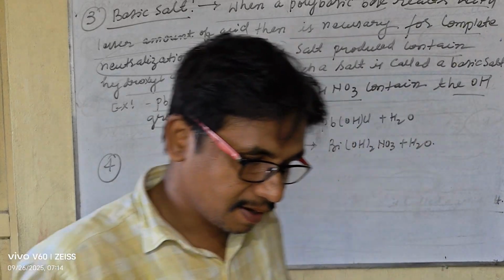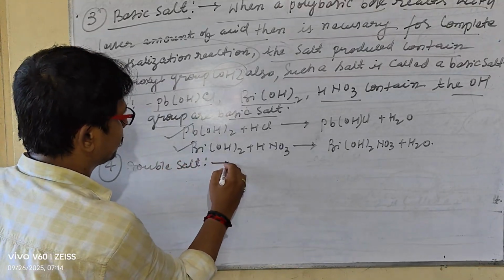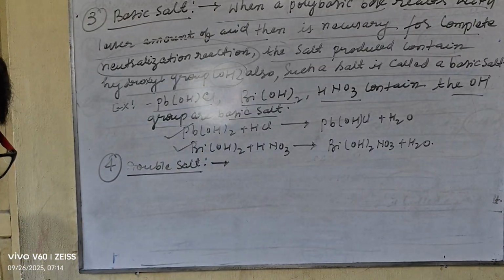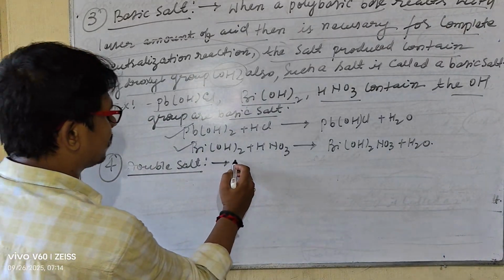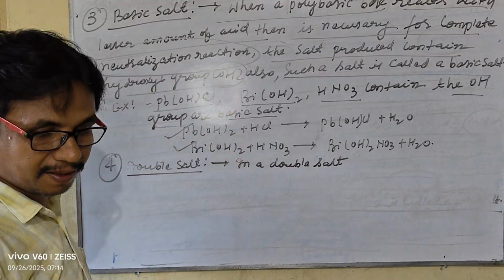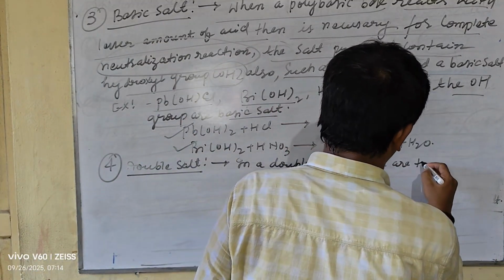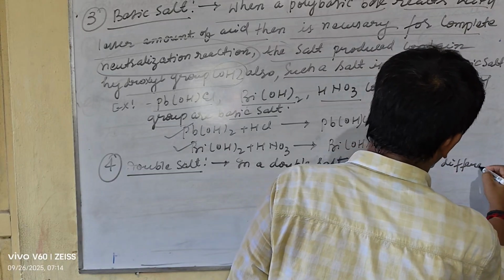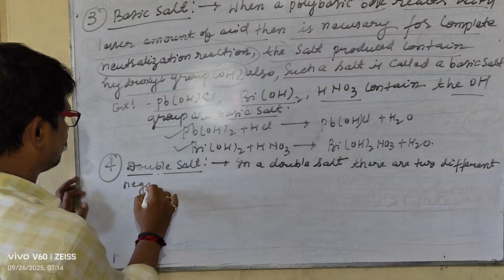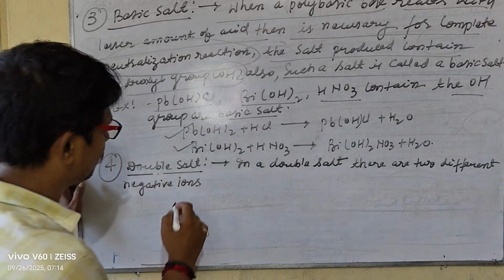The last one is double salt. In a double salt, there are two different negative ions or positive ions. There are two different negative ions and or positive ions.